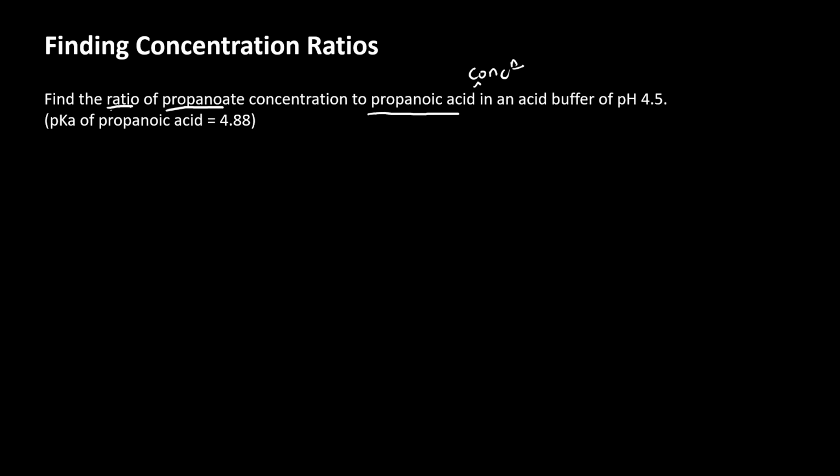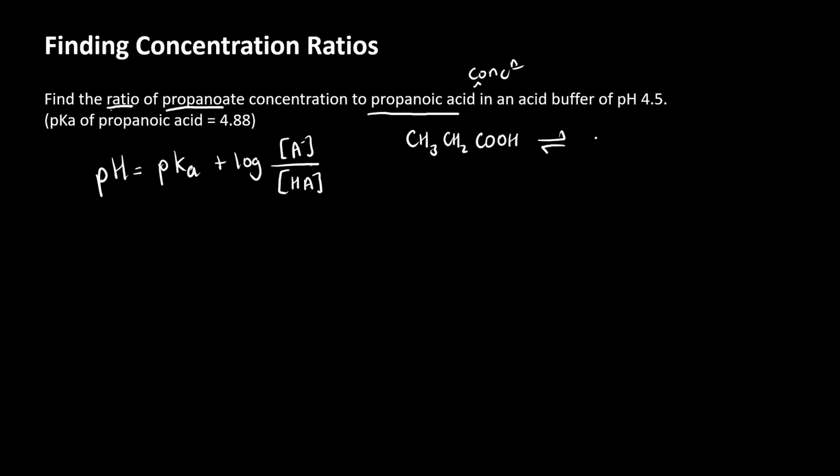So concentration in an acid buffer, we're given the pH and we're told the pKa. So let's just write down the equation that we've got. So pH is pKa plus log A minus over HA. Now if we figure out propanoic acid, that would be CH3CH2COOH, split it up. So that's propanoic acid, split up into H plus, and its conjugate base, propanoate.